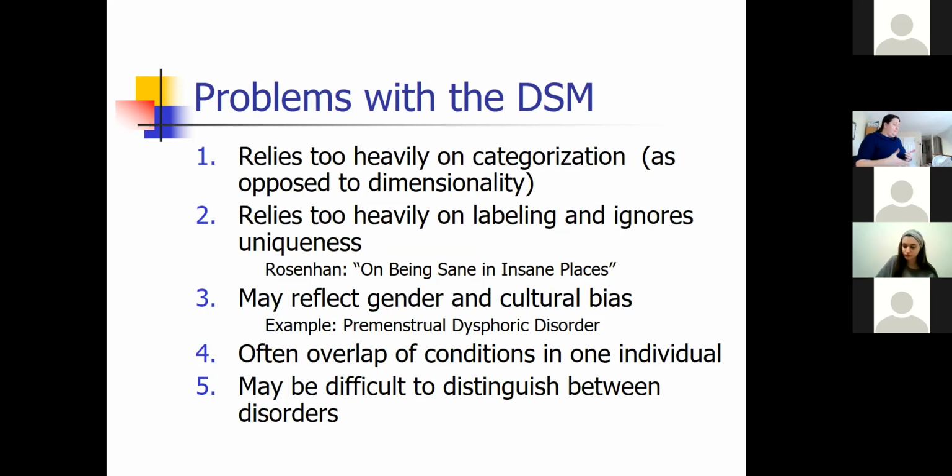So disorders may not be boxes we can put them into. Instead, they may fall along a continuum. So for example, there are people who have problems with eating, stress eat, occasionally binge eat, things along those lines, but they don't meet full criteria for an eating disorder. It relies too heavily on labeling and ignores uniqueness, people argue.